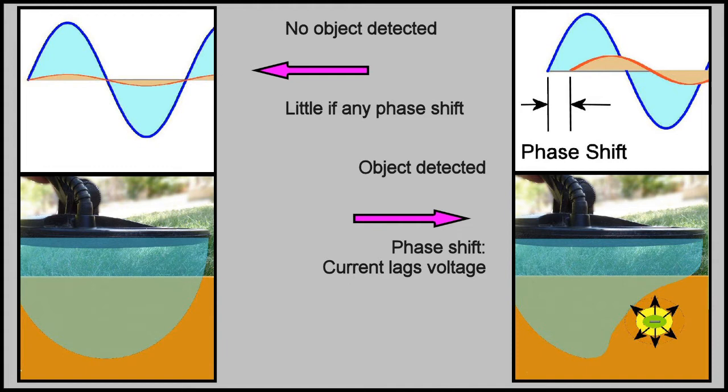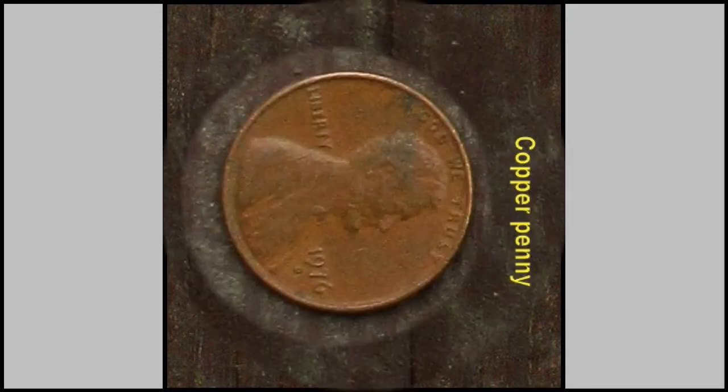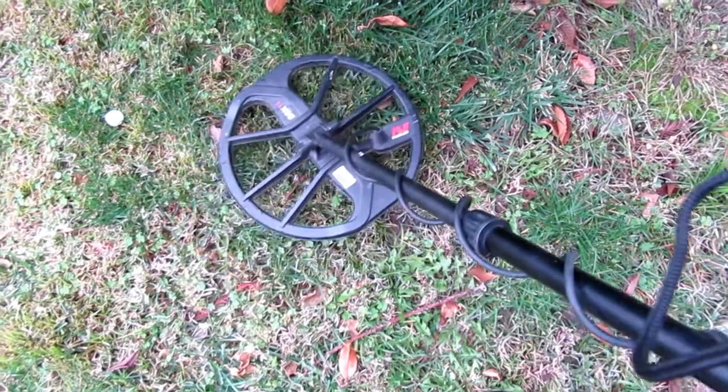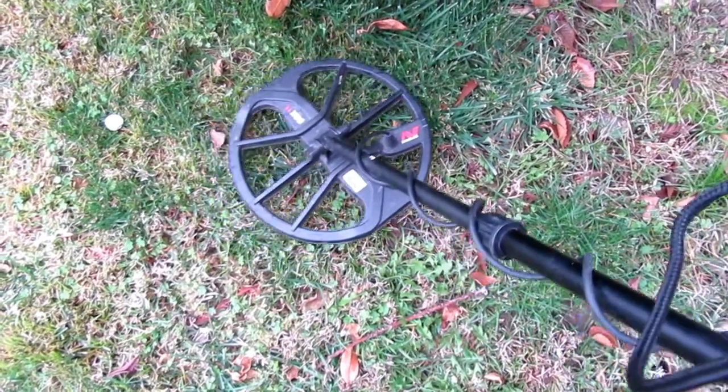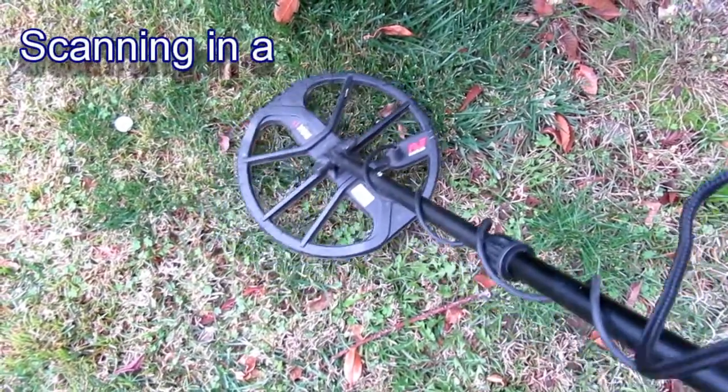A highly conductive target such as a silver dollar will generate a large phase shift in the detector coil. A zinc penny will cause a smaller shift, and a rusty nail even less of a shift. The pushback from the target also explains why you get mixed signals from an asymmetrical target. A long nail scanned in one direction will produce a different phase shift than if scanned at 90 degrees from the original swing.